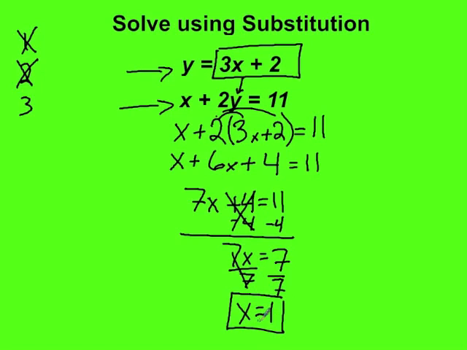Our variable is x, and it equals 1. What we need to do now is substitute that into one of these two equations. It doesn't matter which one you use. No matter what, we're going to get the same y. I'm going to use the first one. I could, because y is already by itself. So y equals 3 times x plus 2. I know x equals 1. So 3 times 1 plus 2. So y equals 3 plus 2, or y equals 5.